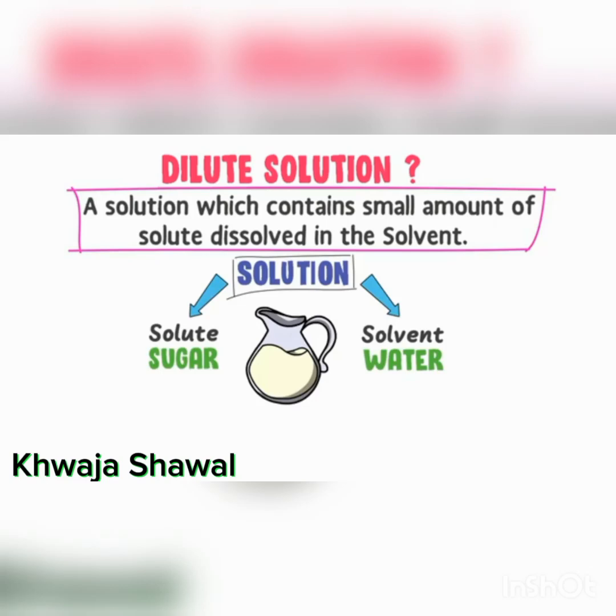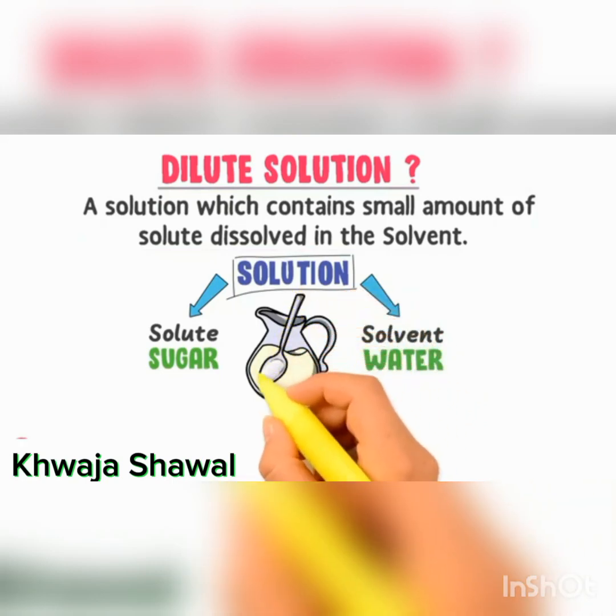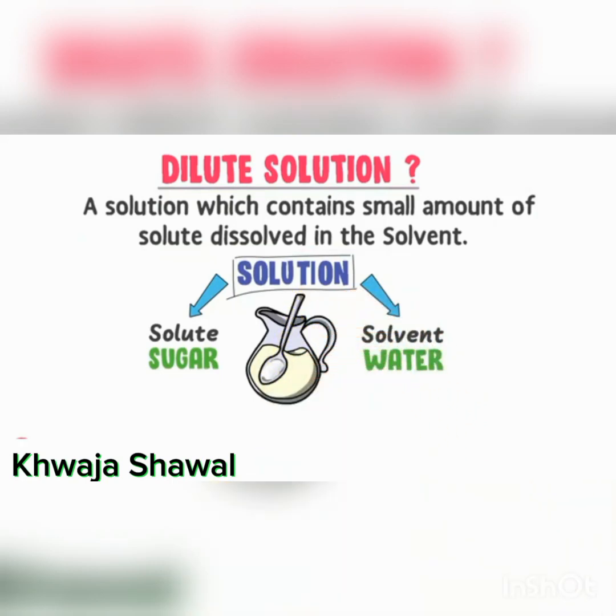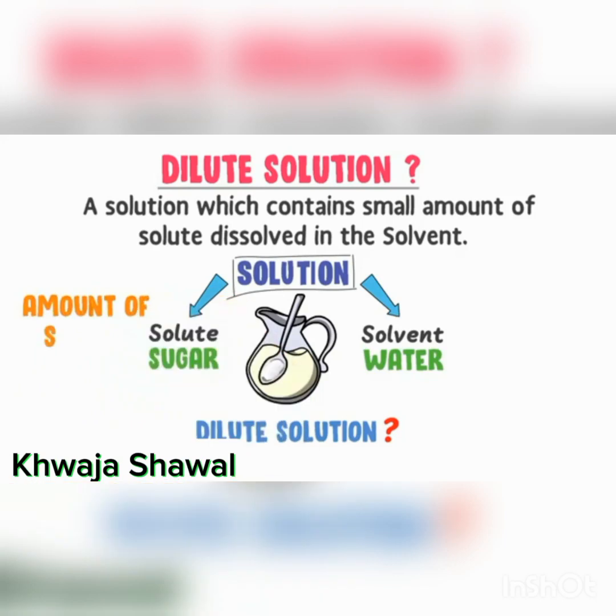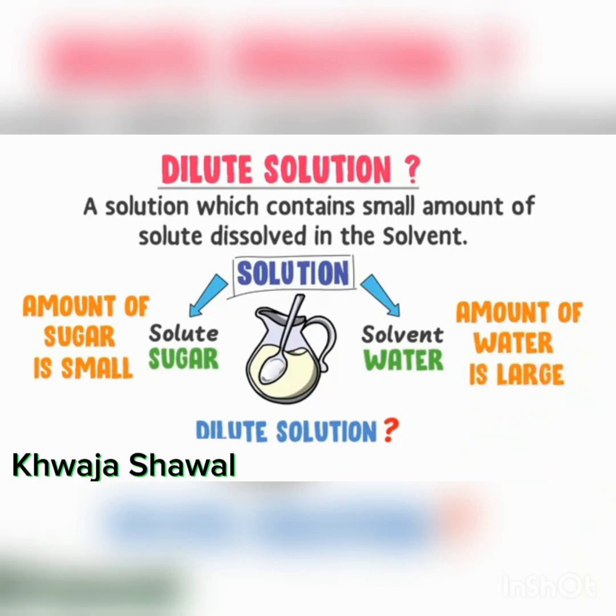For example, when you dissolve 1 teaspoon sugar in a large amount of water, from this you get a dilute solution. If I ask you why it is a dilute solution, you will give the answer that the amount of the sugar is small and the amount of the water is large in this solution.